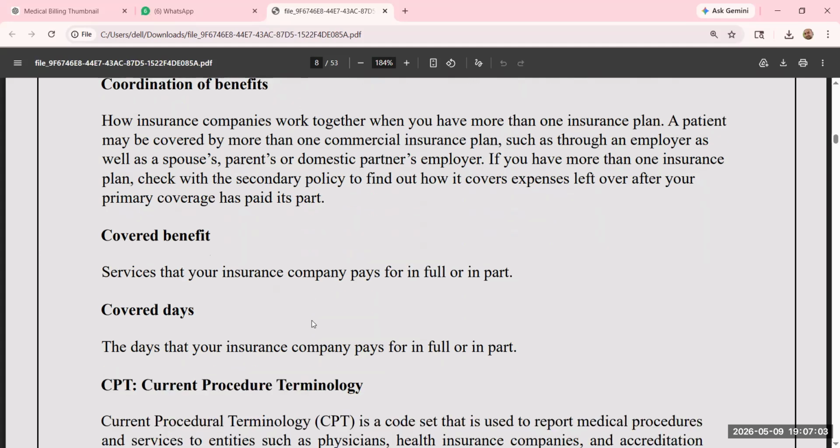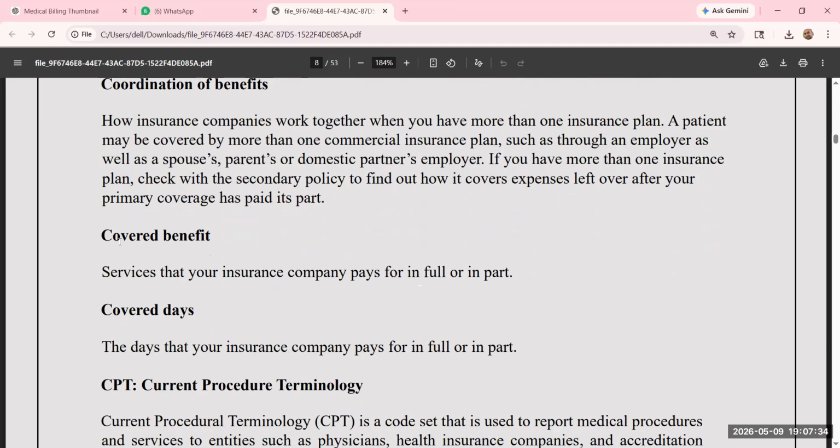Covered benefit: what is a covered benefit? Services that your insurance company pays for, in full or in part. For example, the insurance company gives a list of operations they pay for. Sometimes they pay the full amount, sometimes a partial amount. So we need to be aware of which conditions are fully paid, covered under this insurance, and which insurance pays only partially.